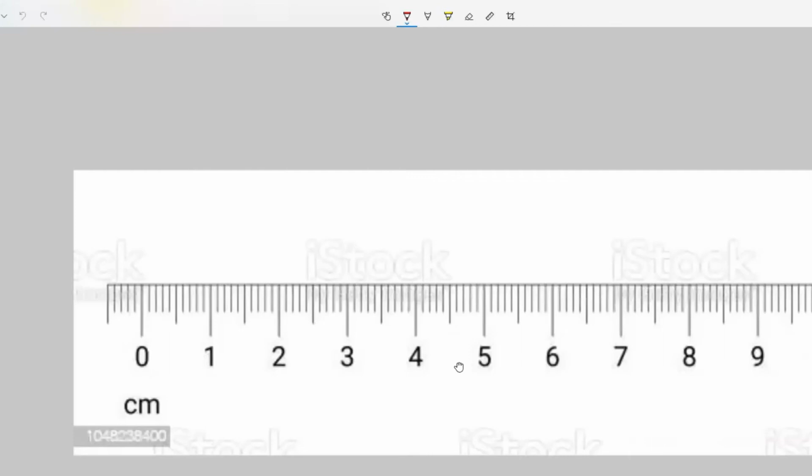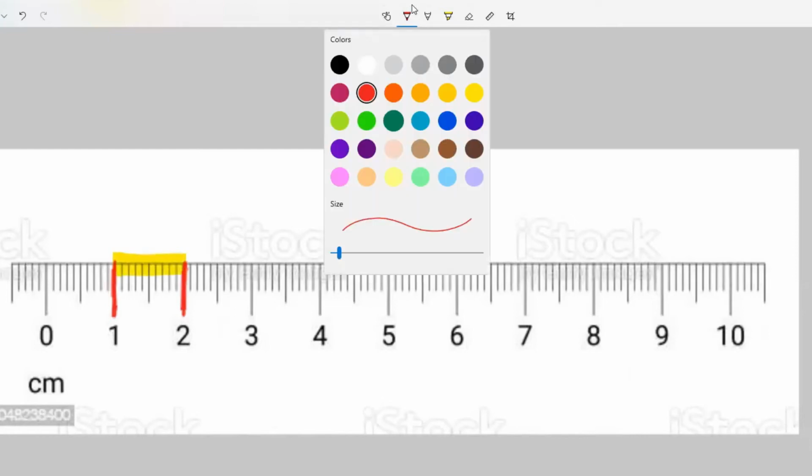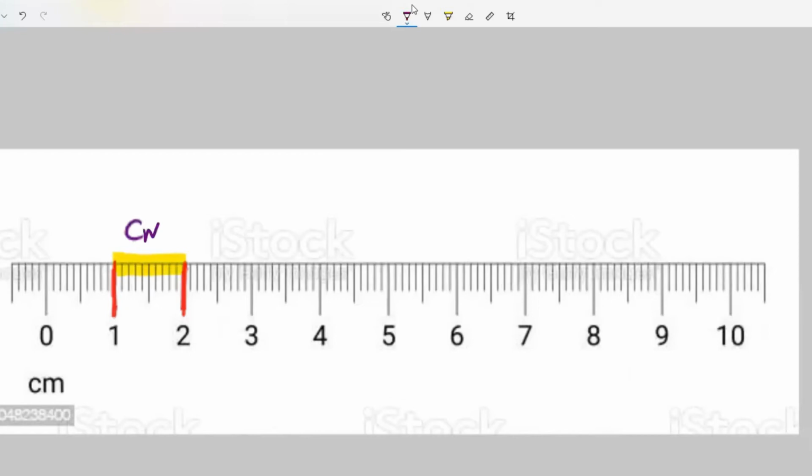Okay, so do you see the ruler here? We have the big dash here, okay? The distance between them is called a centimeter, okay? Do you agree with me? Yeah, sure. Okay.